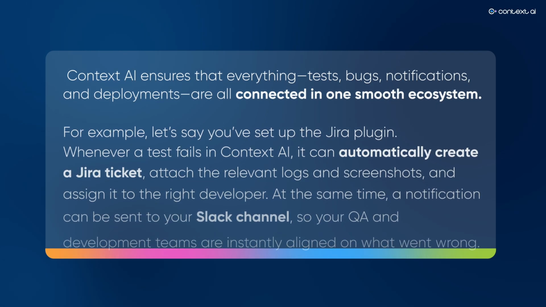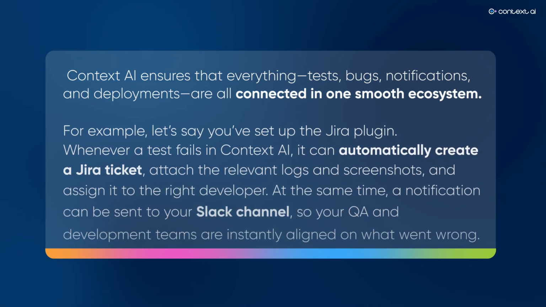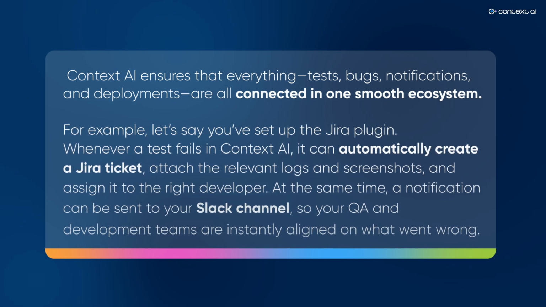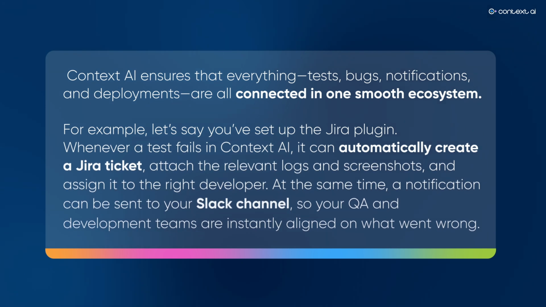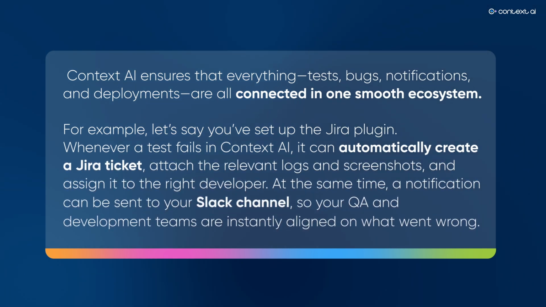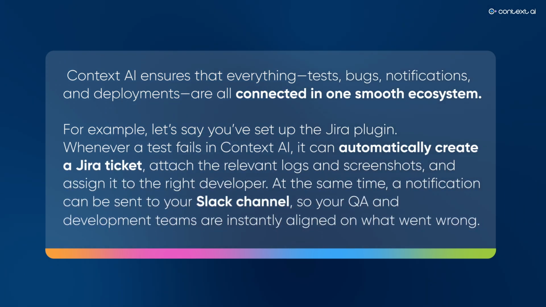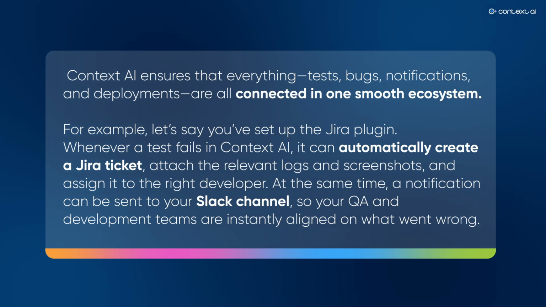For example, let's say you've set up the Jira plugin. Whenever a test fails in Context AI, it can automatically create a Jira ticket, attach the relevant logs and screenshots, and assign it to the right developer. At the same time, a notification can be sent to your Slack channel, so your QA and development teams are instantly aligned on what went wrong.